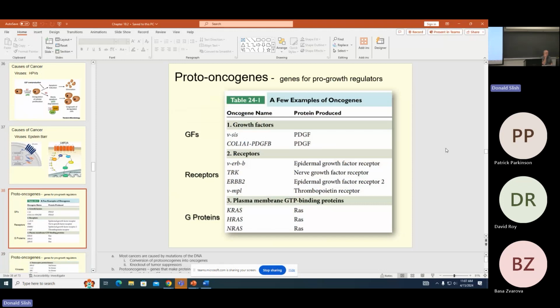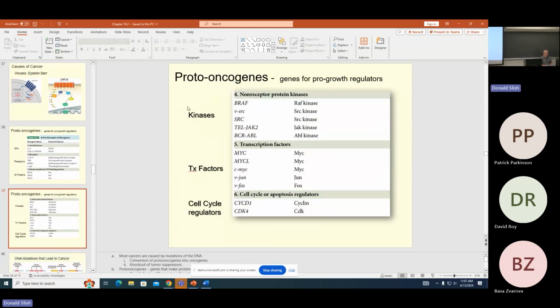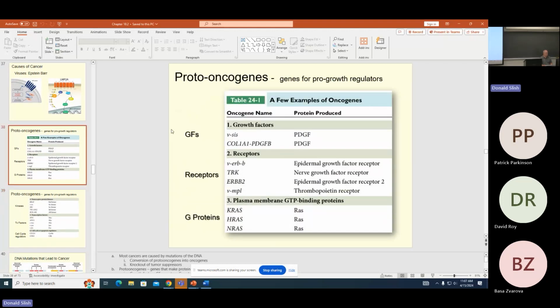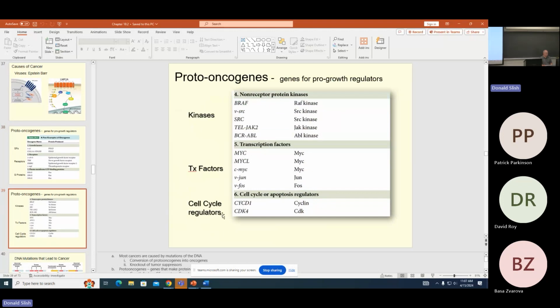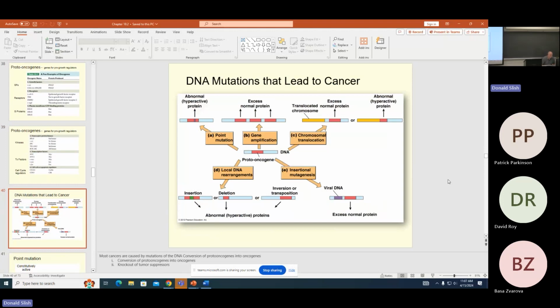So proto-oncogenes. Basically, what is a proto-oncogene? It's a gene for any pro-growth regulator in the cell. And once it becomes mutated, so it's no longer in control, it's an oncogene. So any pro-growth regulators, so we're talking growth factors, receptors, G proteins, kinases, transcription factors, and cell cycle regulators. So everything from outside the cell to your DEGs, the delayed early genes, can be proto-oncogenes and can become oncogenic. And then we talked about how proto-oncogenes become oncogenic.